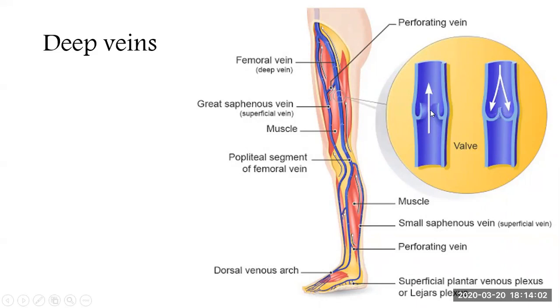These valves are bicuspid valves, which allow the passage of the blood in only one direction from below upwards, and prevent the passage of the blood in the reverse direction, as shown in this diagram.